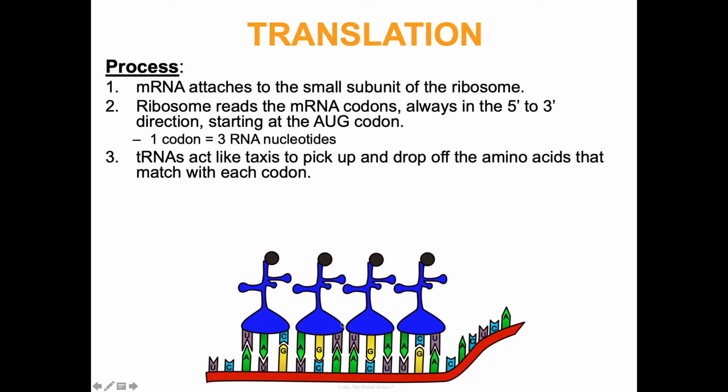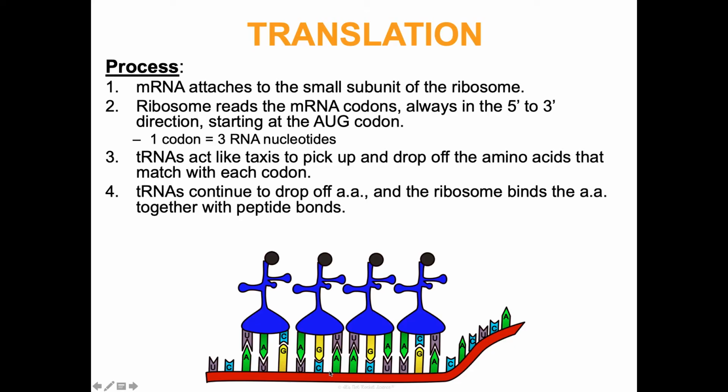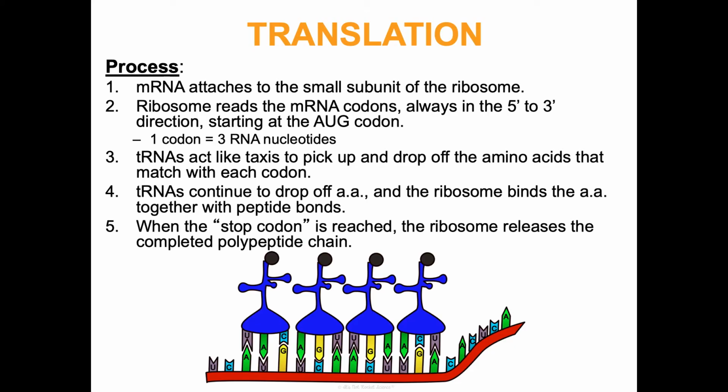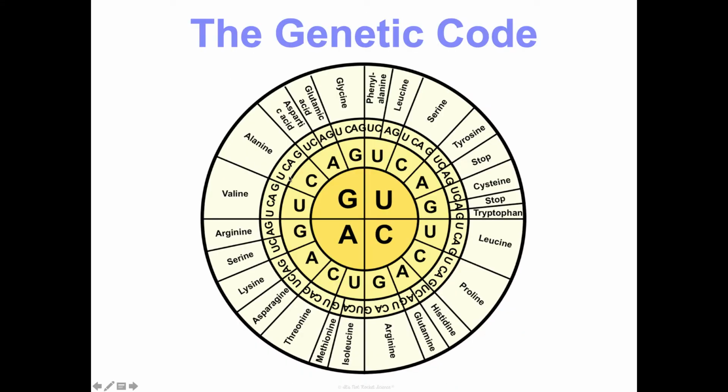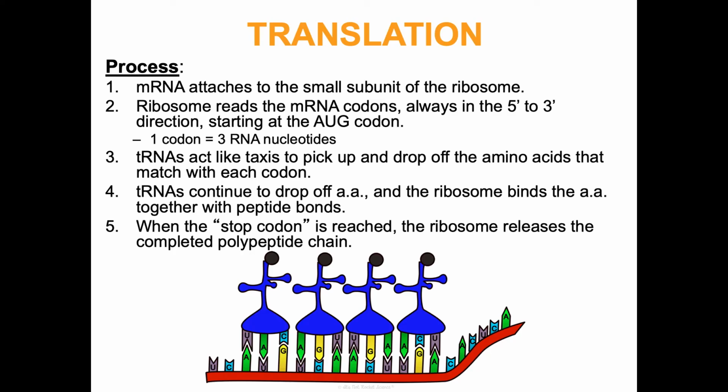The tRNAs right here are going to act like taxis, and they're going to pick up amino acids and drop them off based on what the codons say. They're going to keep doing this, and the amino acids are going to be bound together with peptide bonds until we literally get to a codon that says stop. It will say stop on the wheel. Okay, I'll show you. Look up UGA. UGA codes for stop. There's 3 stop codons. So that's how you know when the process ends. And that's where we know that the polypeptide chain is complete.